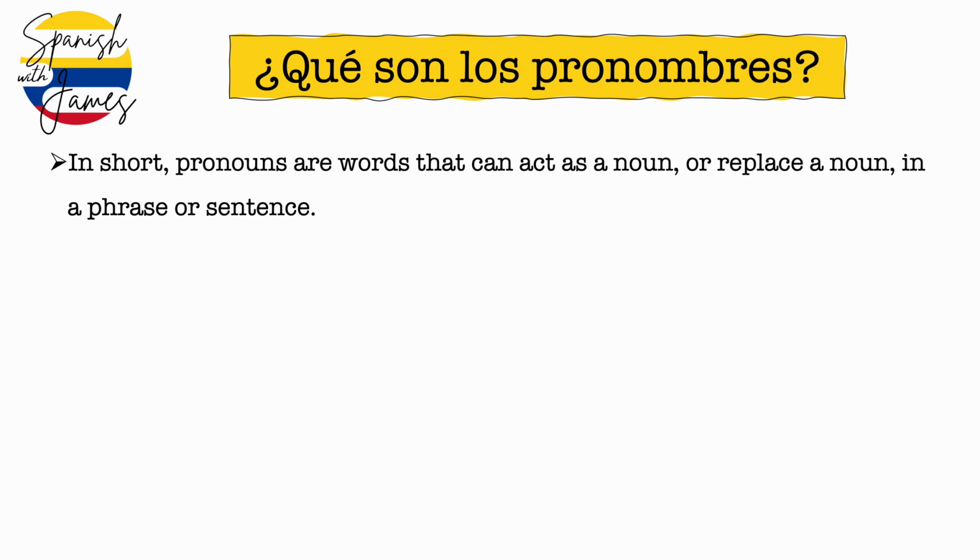In most languages, people like to be efficient. If we're already talking about a book, then I can replace the word book with it. If we're already talking about our friend Juan, we can replace our friend Juan with he or him so that we can use less words.